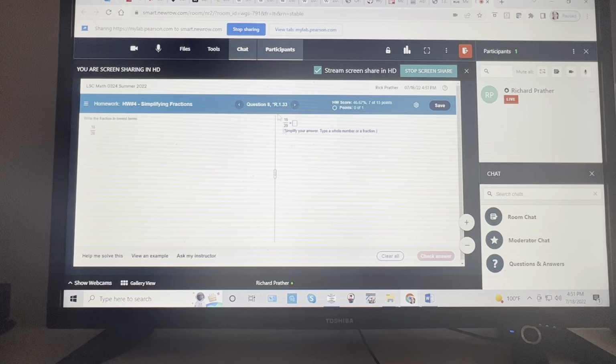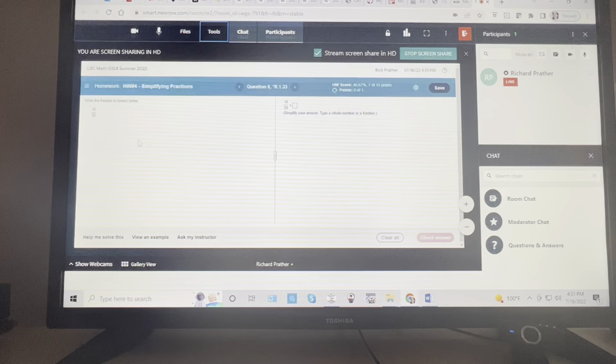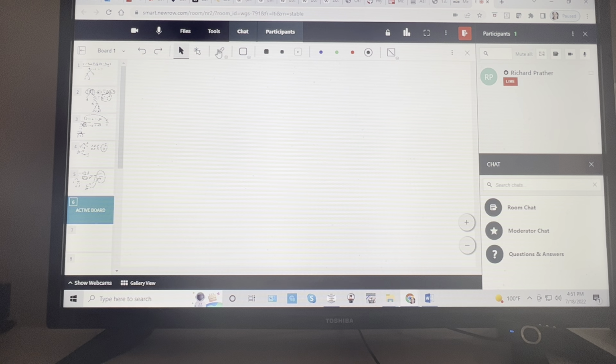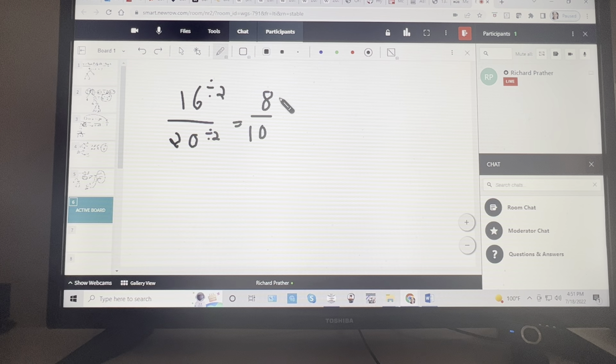So 16 over 20, either break down the prime numbers if you like that better. I'm gonna do this by the shorter method. One nice thing about even the shorter method is you don't have to get necessarily the largest number right away. If you said these are both even numbers, I can divide them both by 2 for sure. 16 divided by 2 is 8. 20 divided by 2 is 10. And then you're like, wait a minute, they're both even still. So divide them by 2 again.